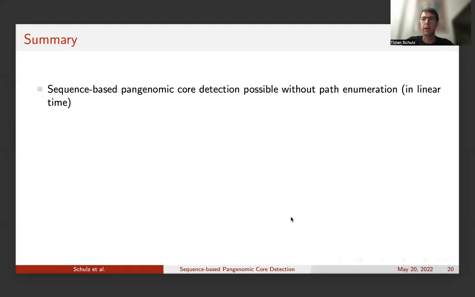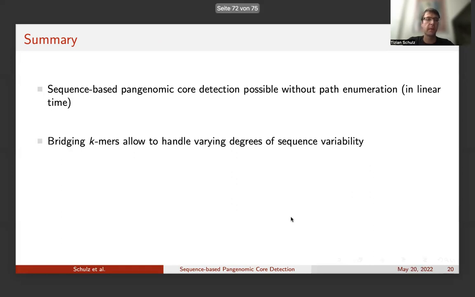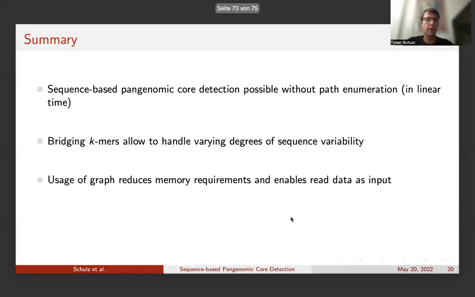Okay, we are at the end of the talk. I'd like to summarize what I said before. So first of all, we saw that sequence-based pangenomic core detection is possible without the enumeration of all paths in the graph, and that means it is possible in linear time. The usage of bridging k-mers allows us to handle varying degrees of sequence variability, which is a nice thing. The use of a graph in turn reduces our memory requirements. I guess this is something that we could see in all the experiments that I've showed you. And also it enables us to use read data.